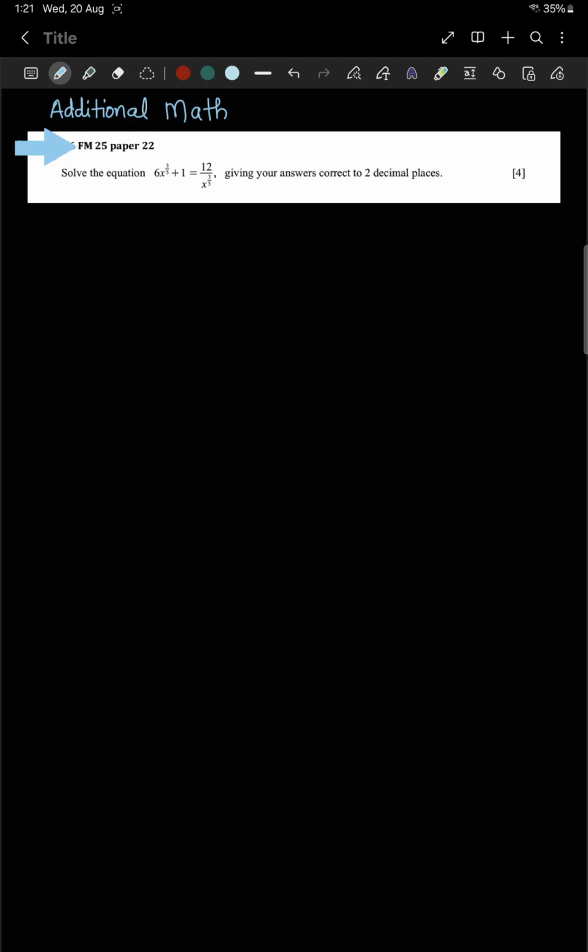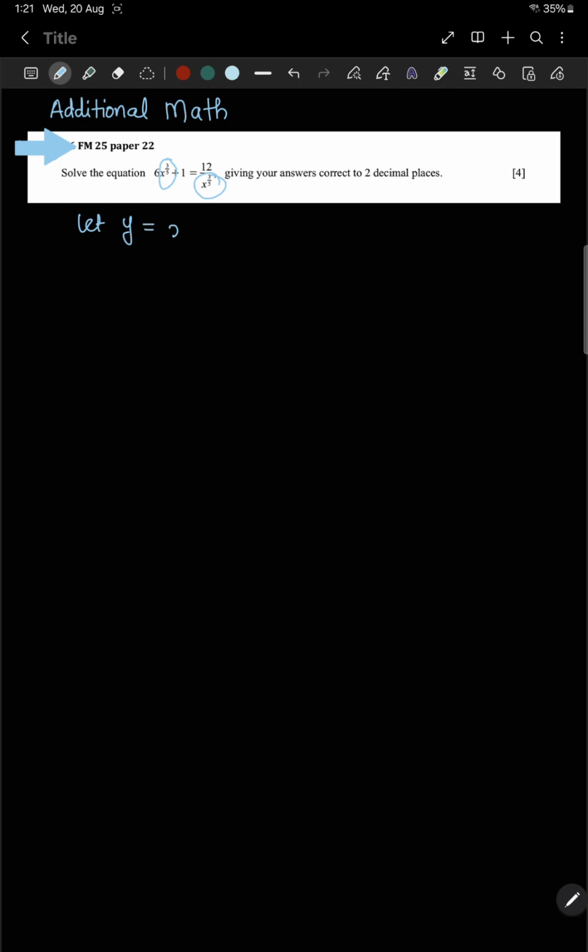Let's read the question. Solve the equation 6 times x power 3/5 plus 1 equals to 12 over x power 3/5. Now we have a complex looking term that is x power 3/5 on both the sides. If we can assume this to be some other variable, let's say y, then this can be simplified. So let's start with assuming this to be y.